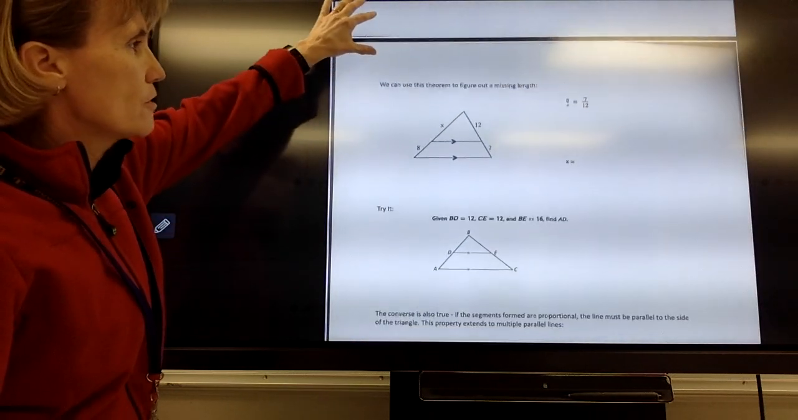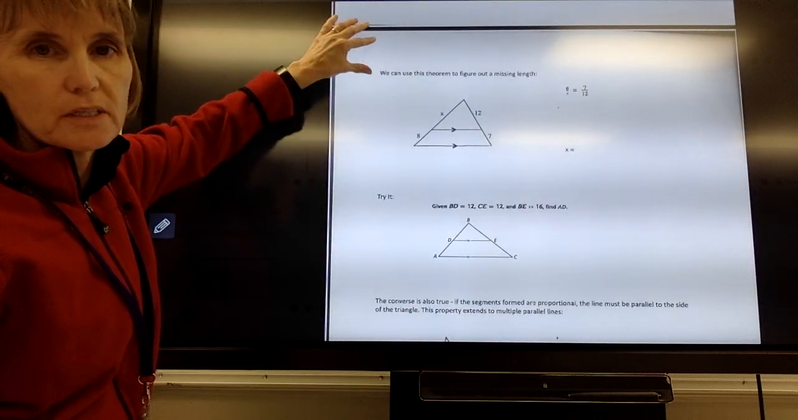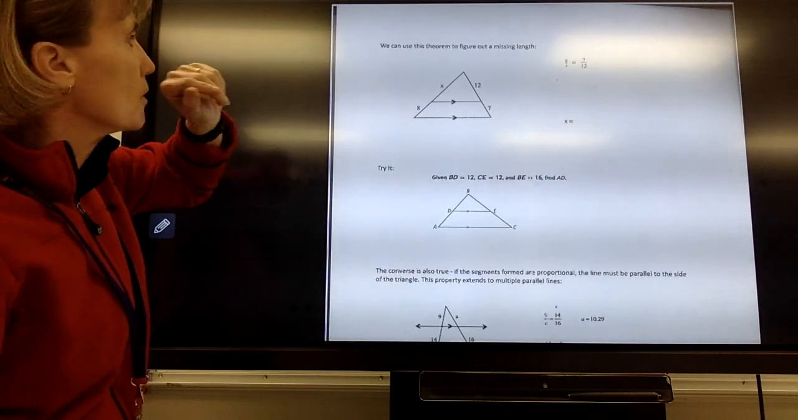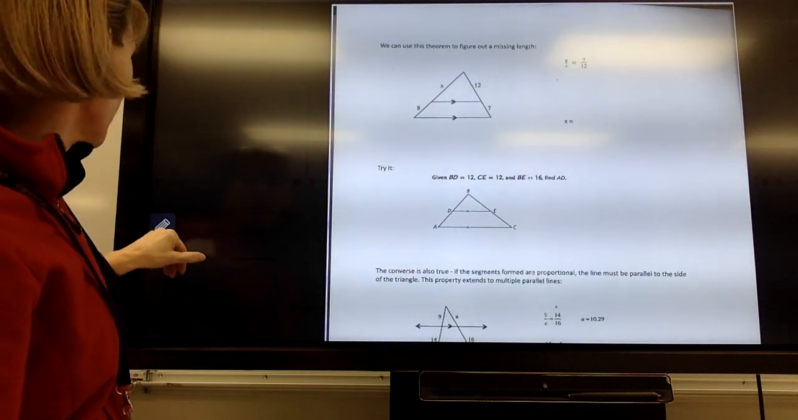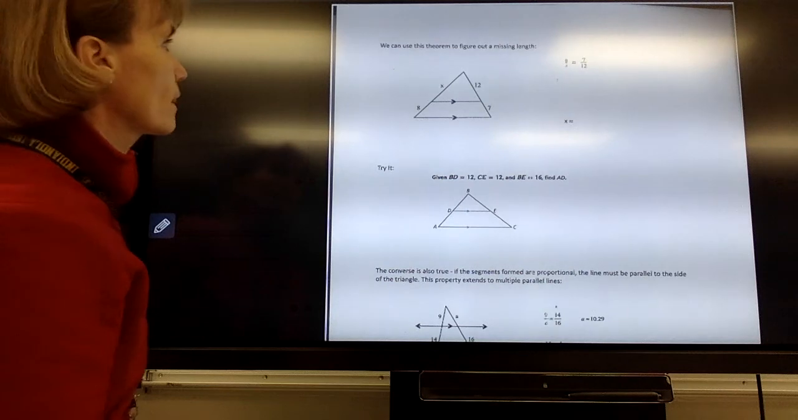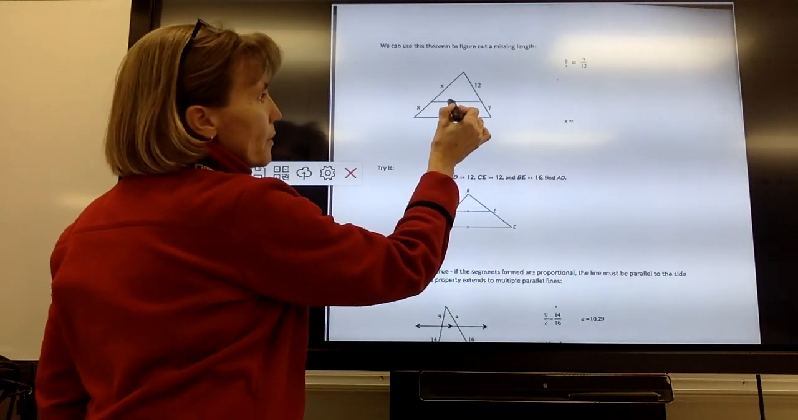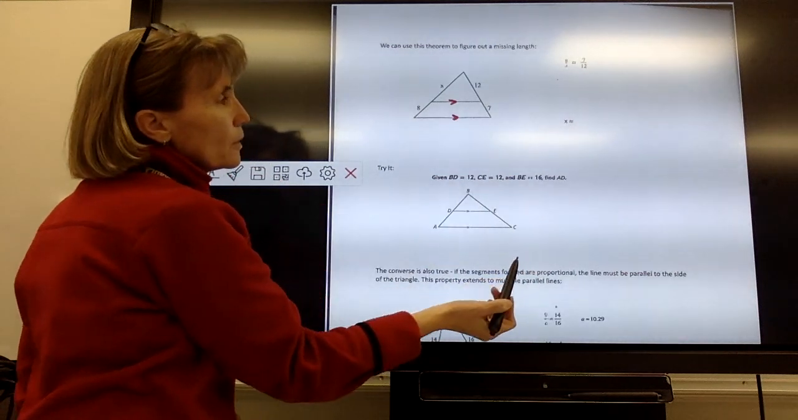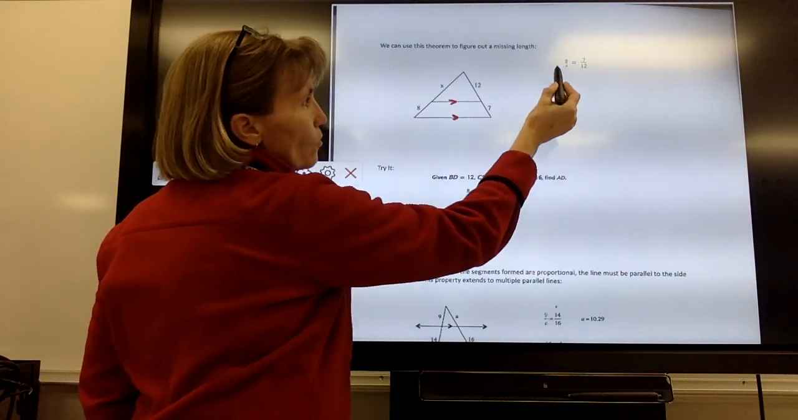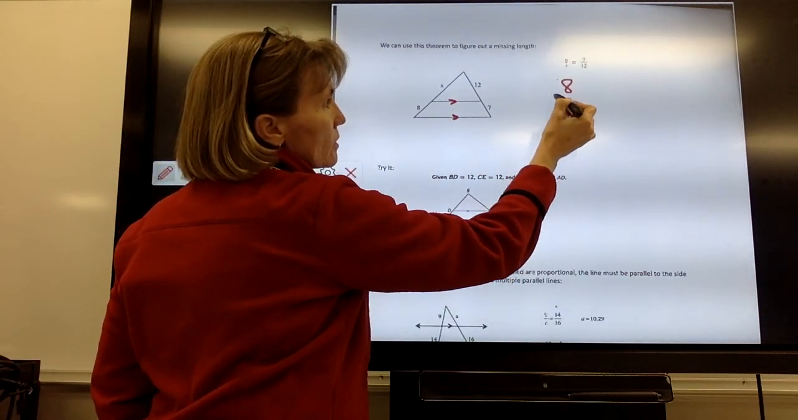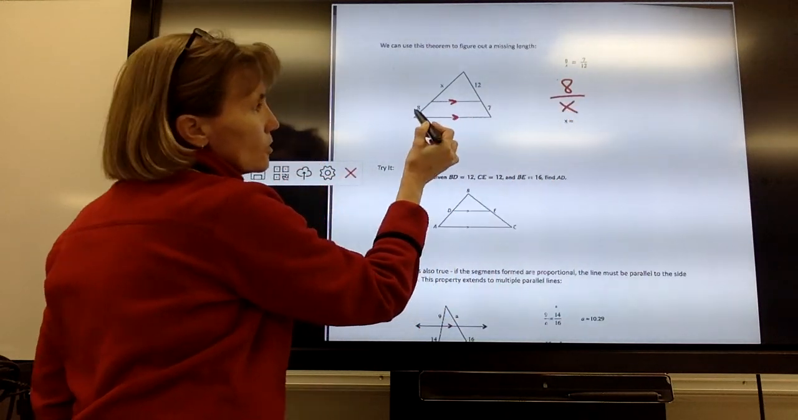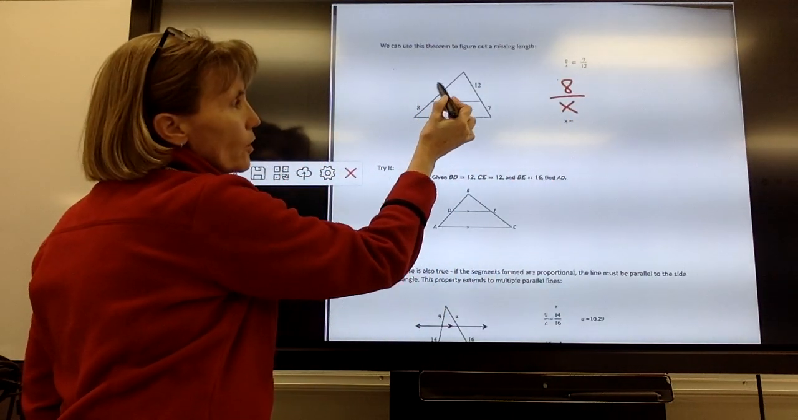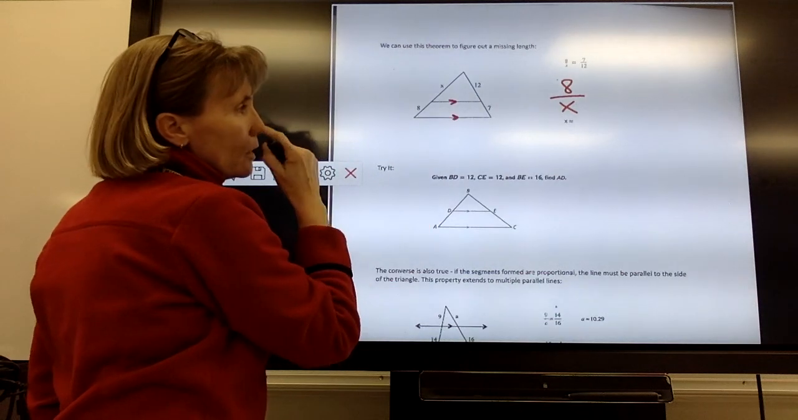We're going to use that theorem to find the lengths of missing sides. This particular question says we can use this theorem to figure out the missing length. So here are my parallel lines. Notice the two sides of the triangle have been split proportionately. They wrote the proportion 8 over x, so they put the lower portion in the numerator and the upper portion in the denominator.